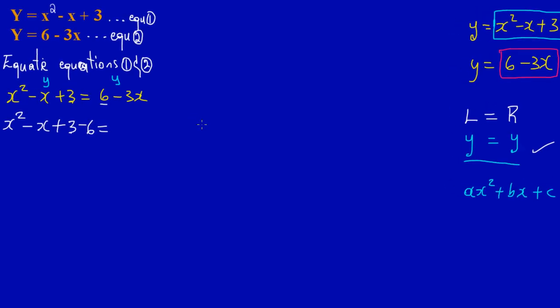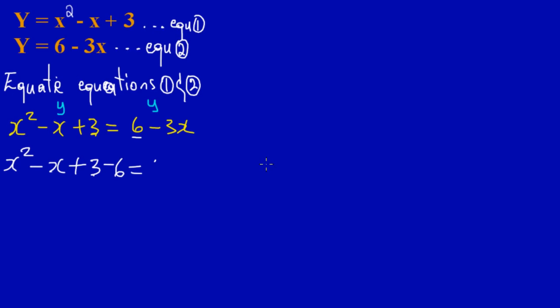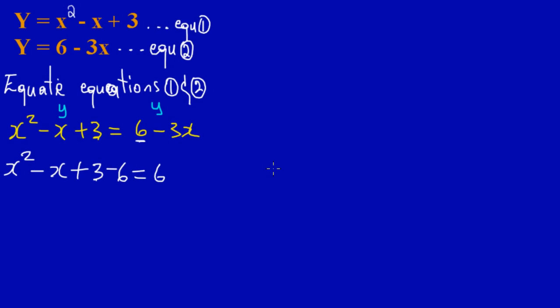So I'm taking over the 6, so I am left with 6, this 6 here, and then I have to subtract 6, because what I do to one side of an equation, I must do to the other side, okay? And then I have a minus 3x there, okay?